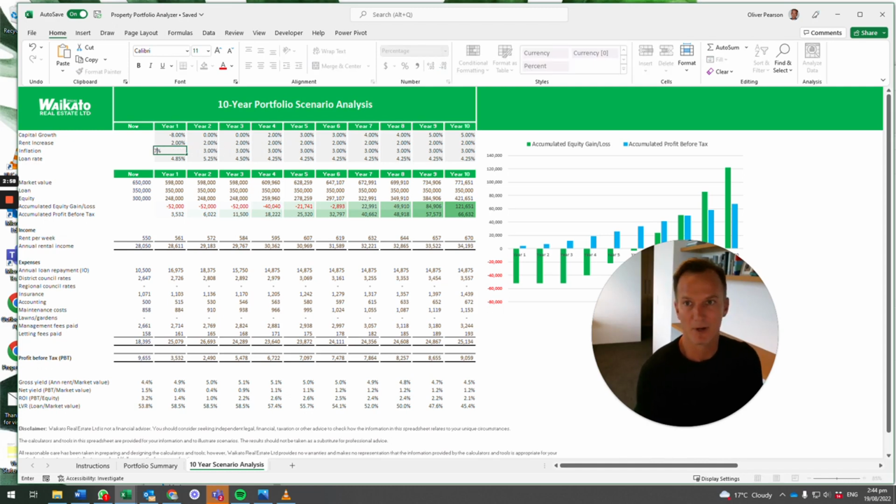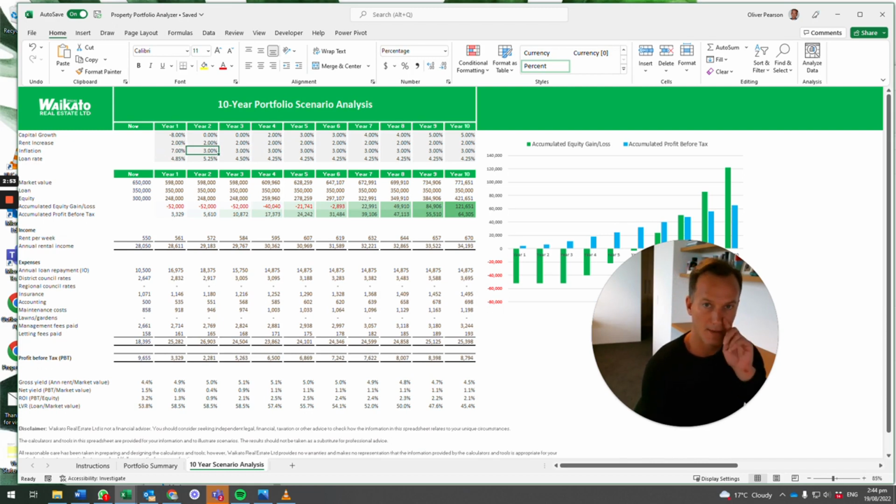Inflation, well, is a runaway train right now, so I'm going to put that in at 7% for the first year, and then coming a little bit lower as things come under control. The RBNZ target is for inflation between 1% and 3%. That's what they're aiming for with everything they do with the OCR. So I think it's probably going to be at the higher end of their range going forward.